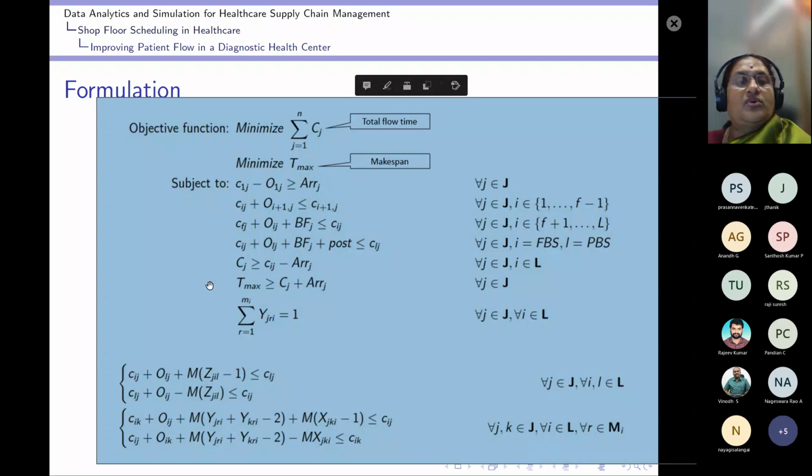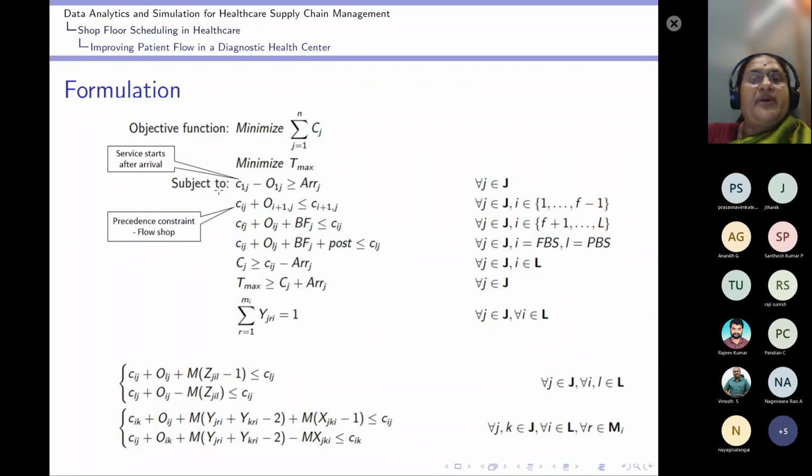Once I minimize these two, the first two constraints tell that the service should start after arrival of the patient. And the second constraint is a precedence constraint. I said that the first F tests are what I'm going to model as a flow shop. So in the flow shop, I have a sequence which I have to maintain.